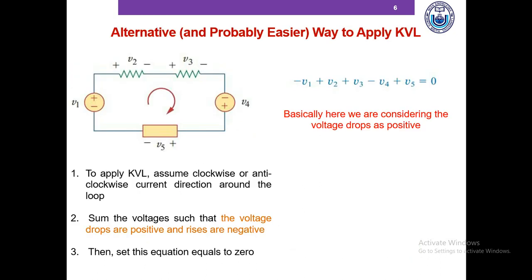Now there is an alternative way to apply KVL that I'd recommend you to follow. So this is actually a much easier way, in my opinion. So what you do here is that to apply KVL, again, you assume clockwise or anti-clockwise direction around the loop.